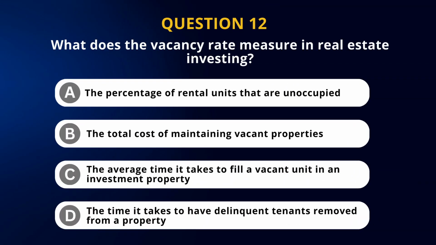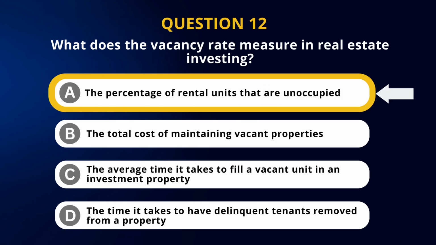Question number 12. What does the vacancy rate measure in real estate investing? Letter A, the percentage of rental units that are unoccupied. Letter B, the total cost of maintaining vacant properties. Letter C, the average time it takes to fill a vacant unit in an investment property. Letter D, the time it takes to have delinquent tenants removed from a property. And the answer? Letter A, the percentage of rental units that are unoccupied.